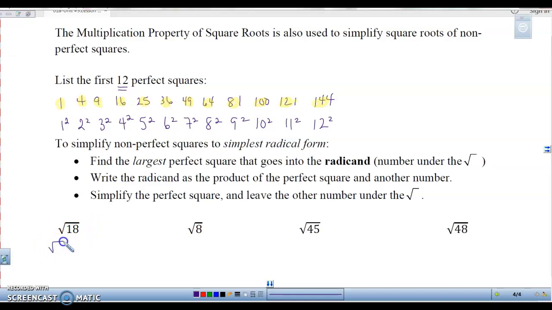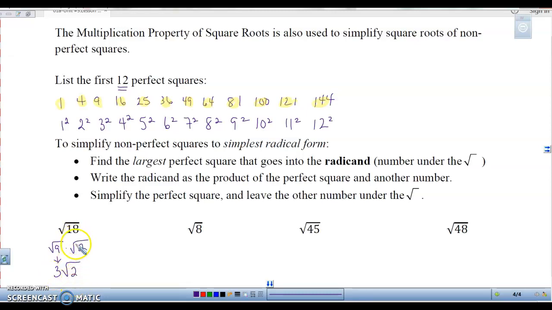Now remember, we can write 18 under the square root as a product. We could write it as the square root of 9 times the square root of 2. Okay, 9 times 2 is 18, right? Well, we just said 9 is a perfect square. What is the square root of 9? The square root of 9 is 3. And then just leave the other one under the square root. So this is read as 3 times the square root of 2, or 3 radical 2.